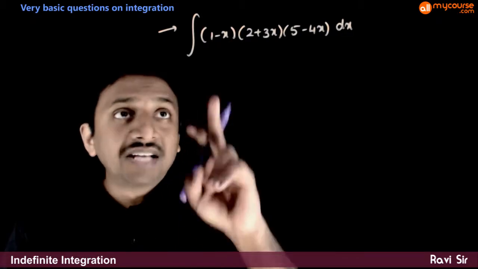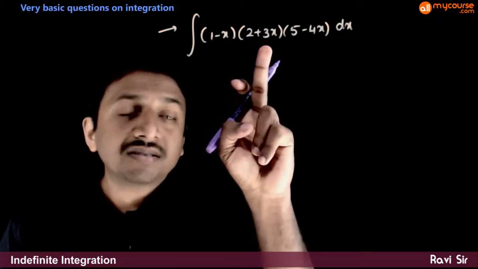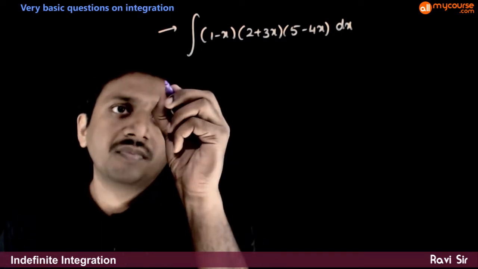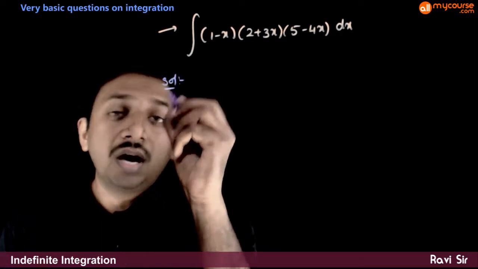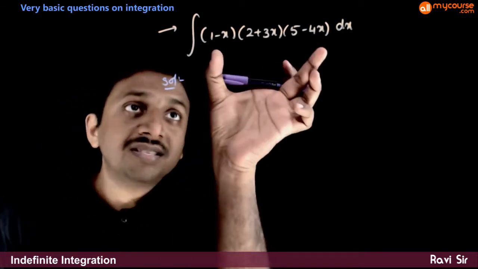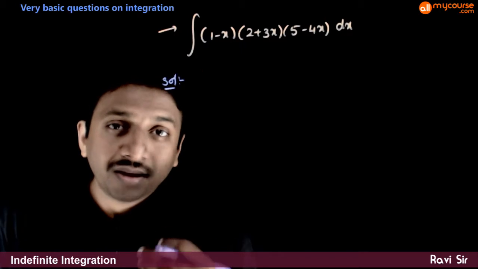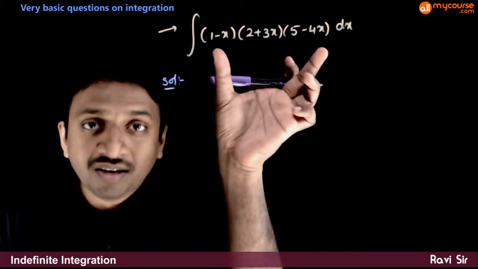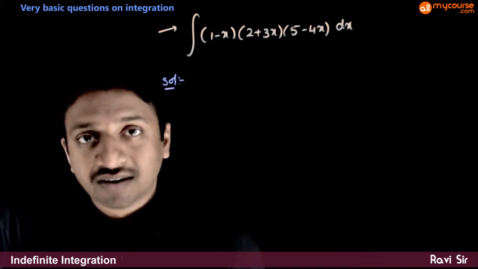In this question, you are asked to integrate (1 minus x) into (2 plus 3x) into (5 minus 4x) dx. So how do you integrate this? Again, this expression does not look related to any standard formula. So first we need to simplify this, and then we can apply the standard formulas.